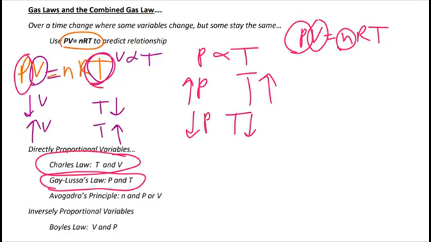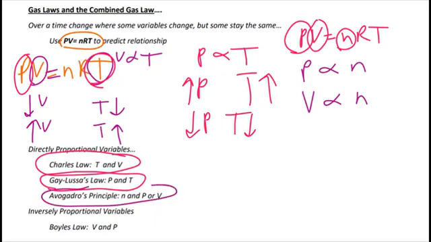Hopefully you saw the trend that because they are on opposite sides of the equal sign, we can say that pressure is, again, directly proportional to moles. So as one increases, the other increases. As one decreases, the other decreases. And same with volume: it is directly proportional to moles. As moles increase, volume increases. As moles decrease, volume decreases.